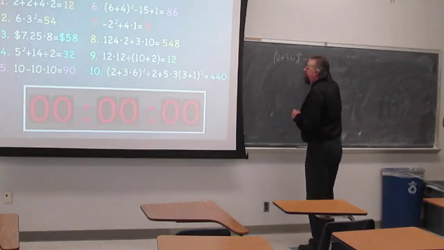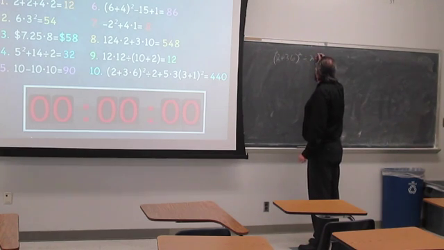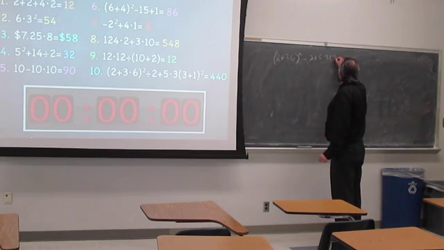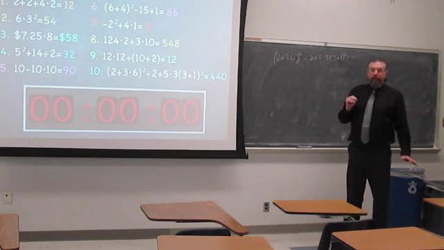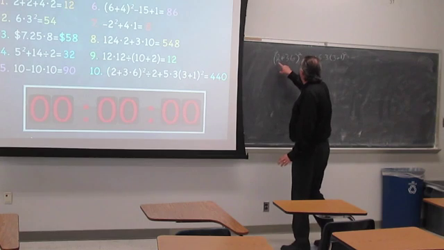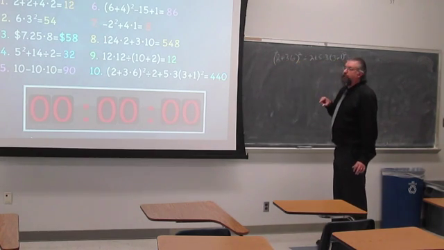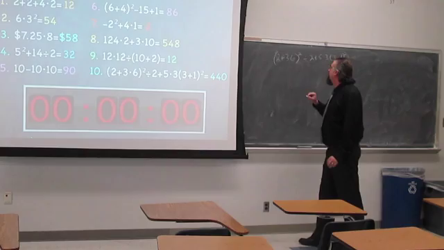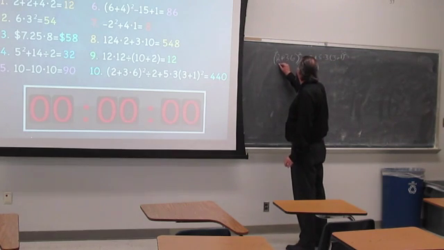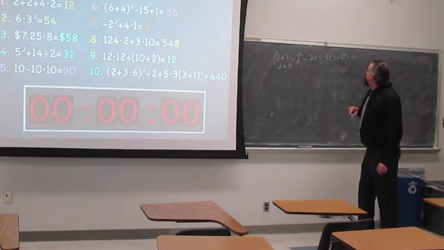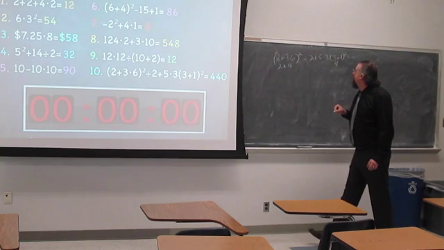Squared divided by 2 plus 5 times 3, parentheses, 3 plus 1 squared. Okay, so the first thing we do, correct, parentheses. So we have 2 plus 3 times 6. Which operation do we do first? That's right, multiplication. So we end up with 2 plus 18. Over in this parentheses, we have 3 plus 1, which is 4, correct?